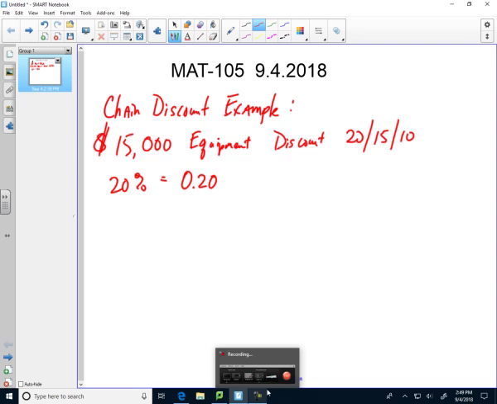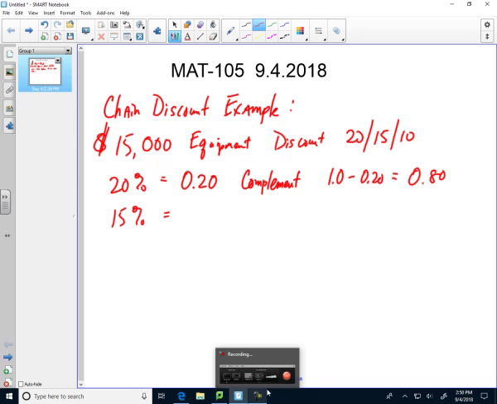20% turned into a decimal is that. We talked last Thursday about this idea of the complement. So if we subtract that from 1 for 100%, we're left with what? 0.80.